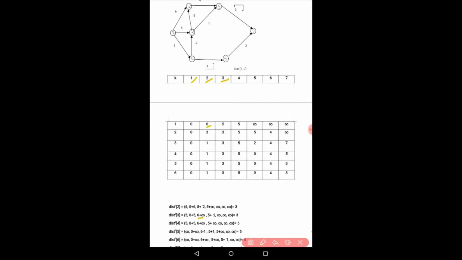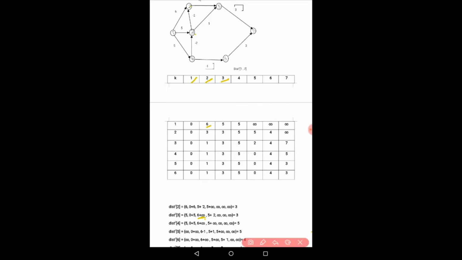Then from 2 to 3, what is the distance value? From the figure I have to find. 2 to 3, there is no direction. It's a directed graph, so 2 to 3 there is no direction, so I have to take the distance value as infinity. So I will take 6 plus infinity, comma. Now this 2 is over, 3 is my current one.